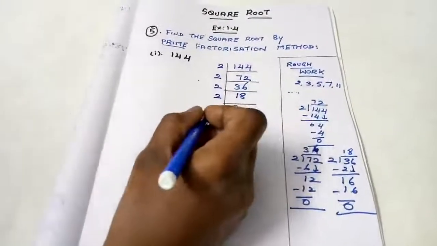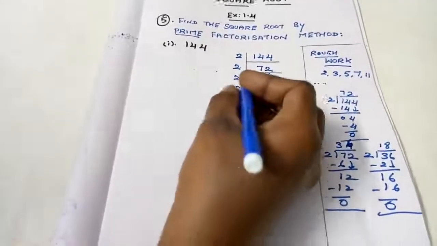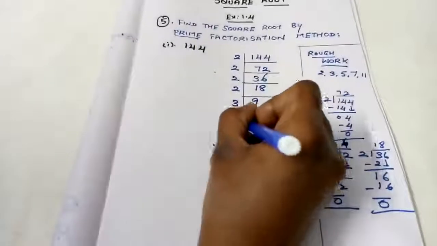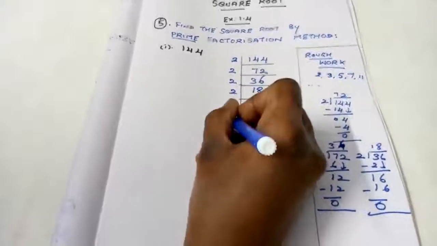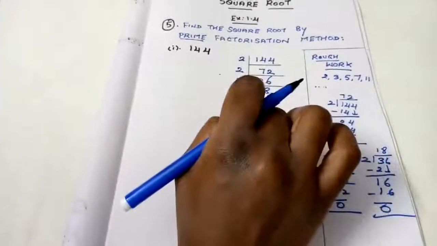Now, this number 9 will not be divided by 2 table. I am going to go for 3 table, and 3 is a prime number. 3 3s are 9. Again, if you bring out 3 here, it becomes 1. So, this is the end of the prime factorization.